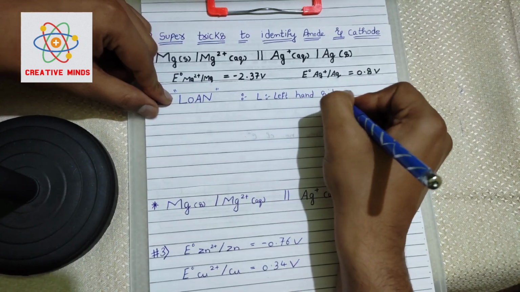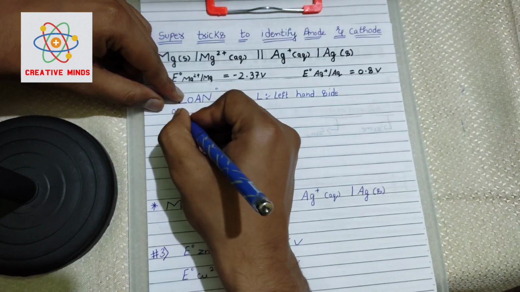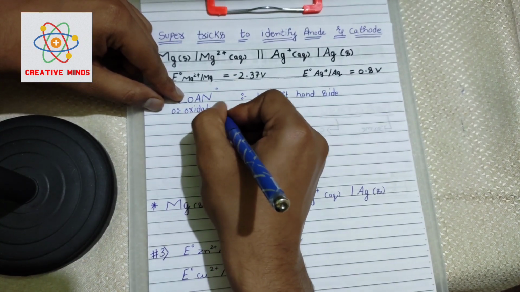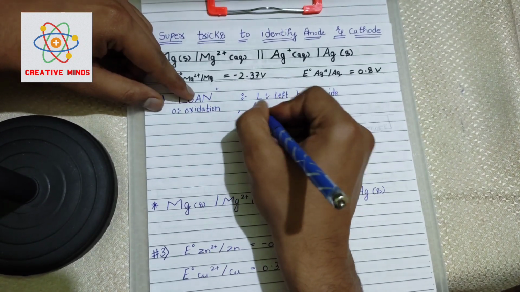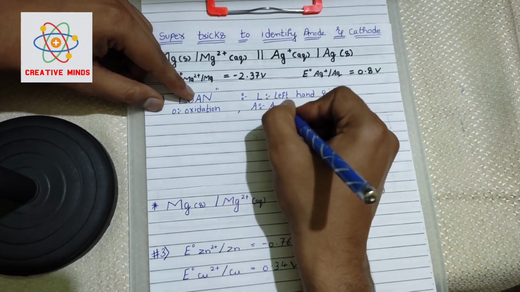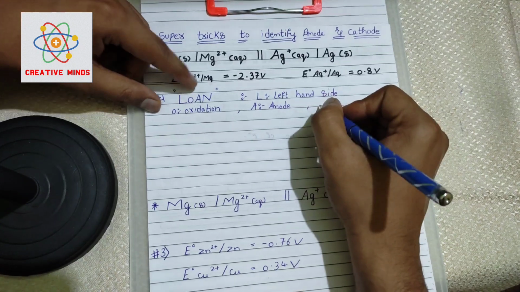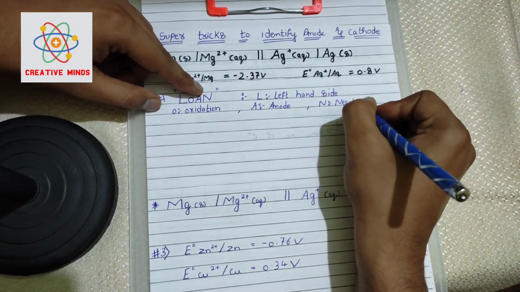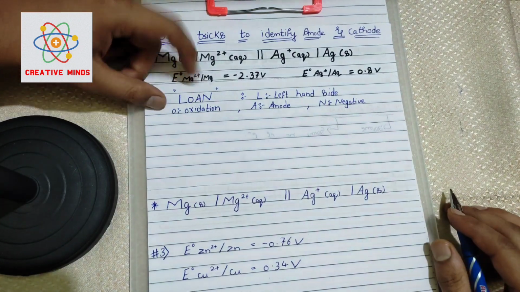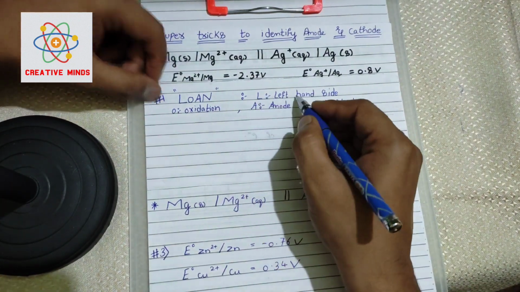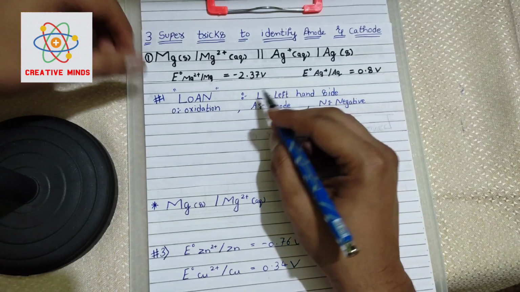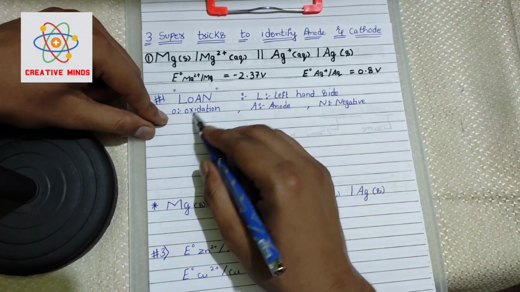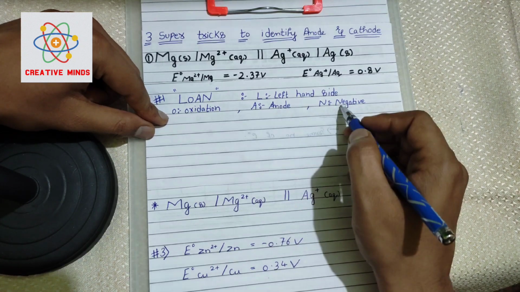Next, focus on O. From O we have oxidation. Similarly, from A we have anode. Then at last from N we have negative. What it means is whatever quantity you have on the left hand side is getting oxidation, and if it is getting oxidation, it is the anode and its sign is negative.